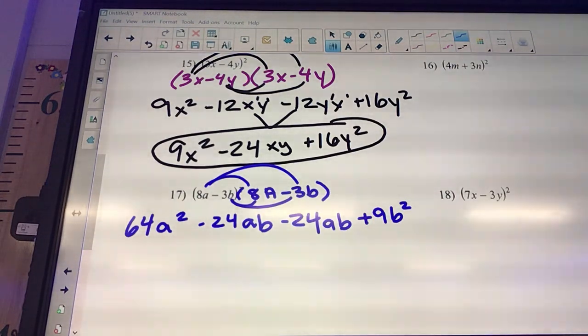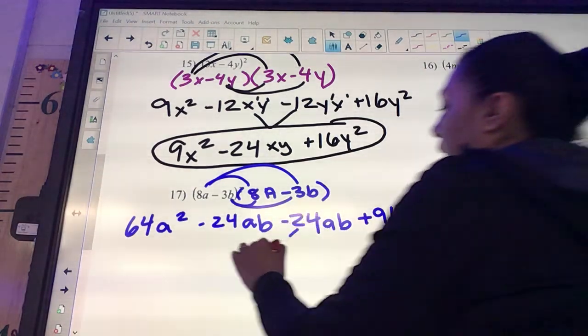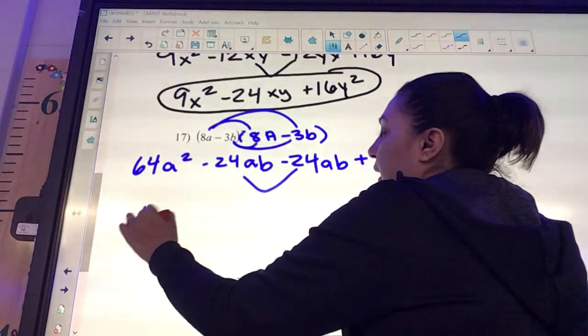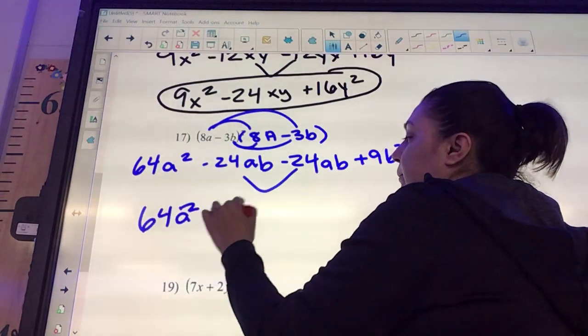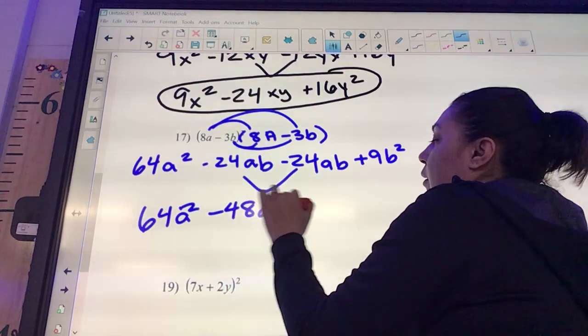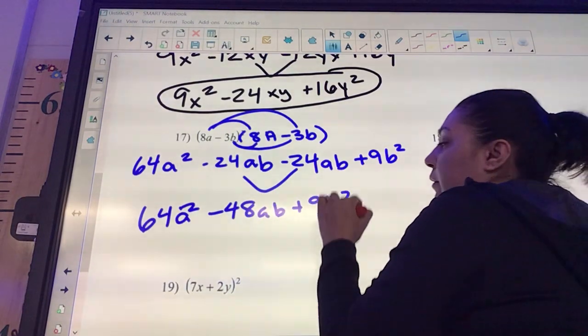Which ones can we combine? 24 and 24 to give me what? What is negative 24 minus 24? Negative 48. ab plus 9b squared.